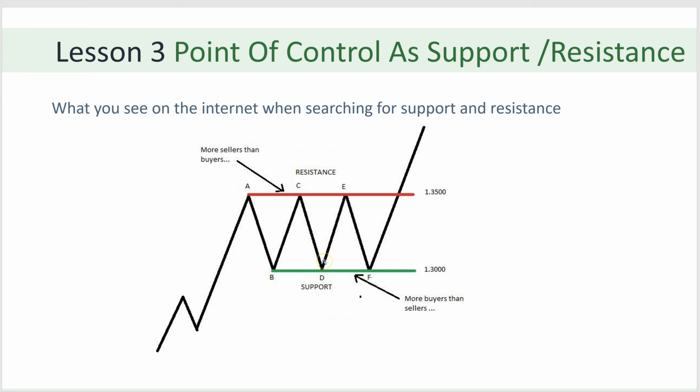The angles are wrong. It comes in rounding bottom, but all of a sudden they just assume more buyers than sellers here. Well, for price to go up, you're going to have more aggressive buyers than aggressive sellers. You don't have more buyers than sellers. That's ridiculous. For every buyer, there's going to be a seller.